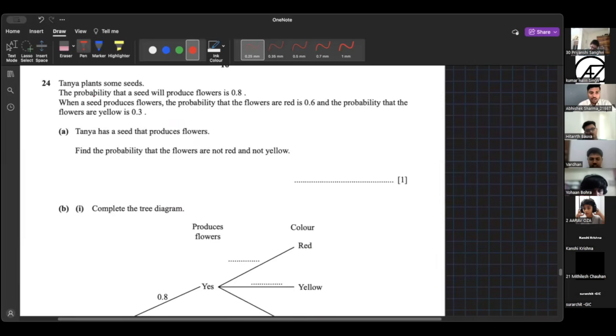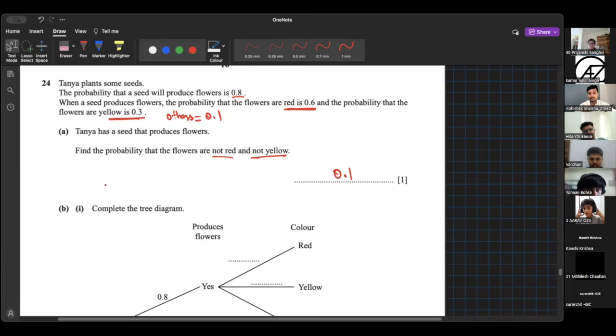It says, Tanya plants some seeds. The probability that a seed will produce flower is 0.8. When a seed produces flowers, the probability that the flowers are red is 0.6, yellow 0.3. So others will be 0.1. The question is asking, Tanya has a seed that produces flowers. Find the probability that the flowers are not red and not yellow. Not red and not yellow. That means others. That is 0.1.